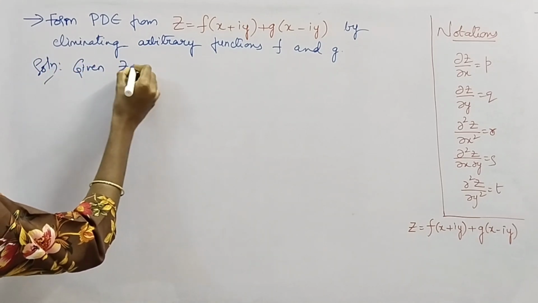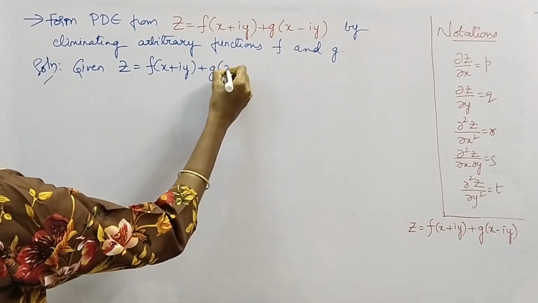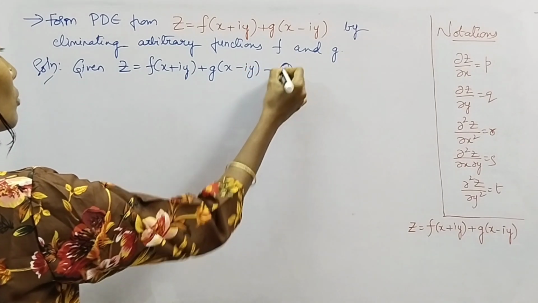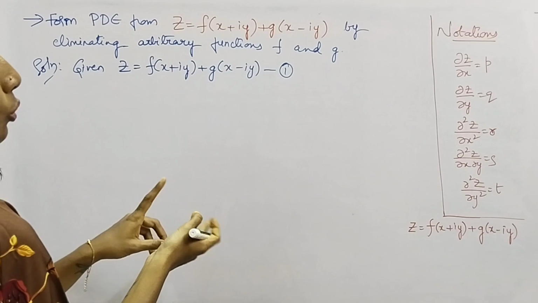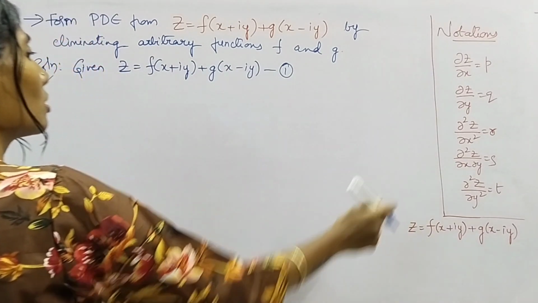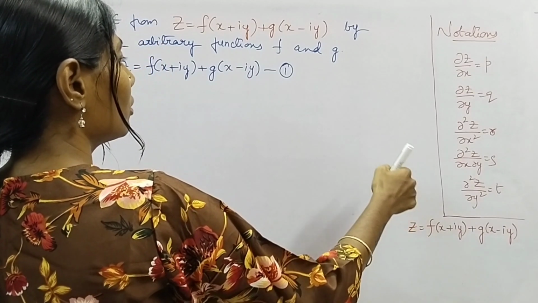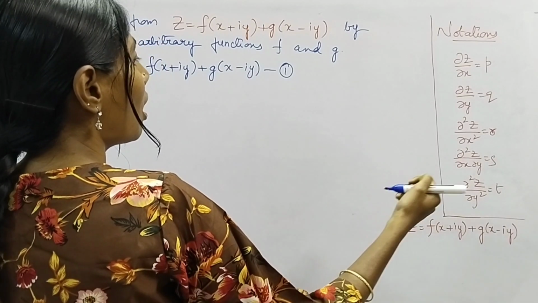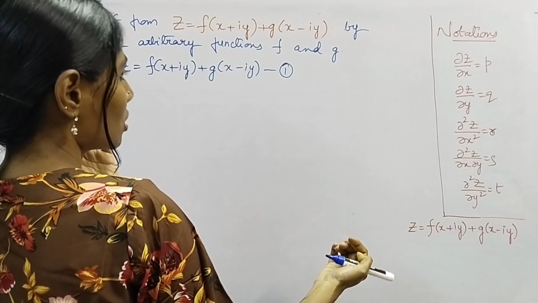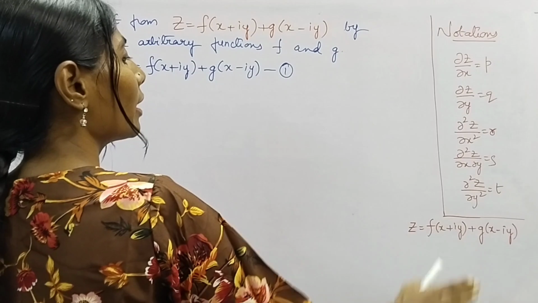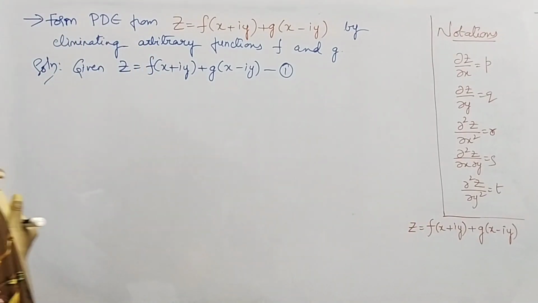Given z equal to f of x plus iy plus g of x minus iy. Consider as equation number 1. Now let's partially differentiate it. We have to find p, q, r, s and t. We'll find p, q, r, t and we'll compare those equations. And if we feel it's okay to find the partial differential equation with those 4 equations, we won't find s, otherwise we'll find s also. Okay, let's see.